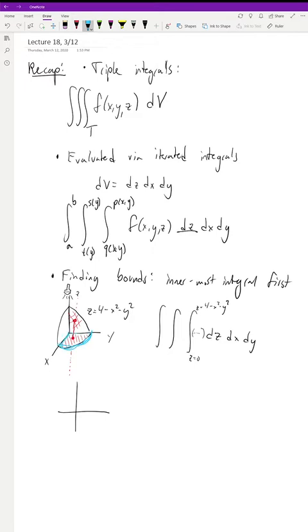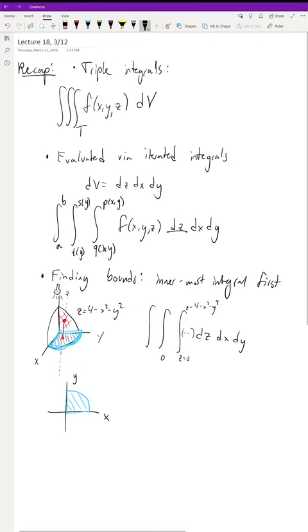So in this case, the shadow in the xy plane is this semicircle right here. The shadow in the xy plane tells me what my xy bounds should be. Once you find your innermost bound, it just boils down to a double integral problem. So if you know how to find bounds for double integrals, you'll know how to find bounds for the outer two integrals. In this case, the dx bounds go from 0 up to root 4 minus y squared, and then dy goes from 0 up to 2.